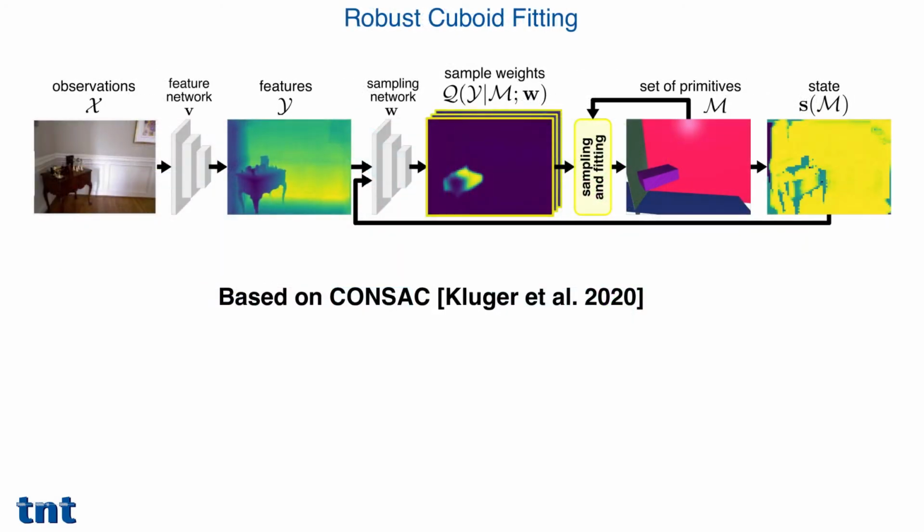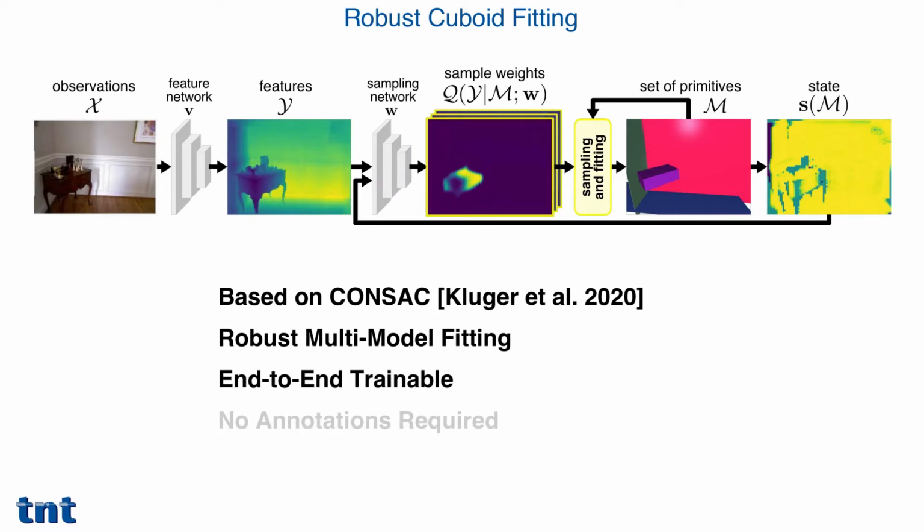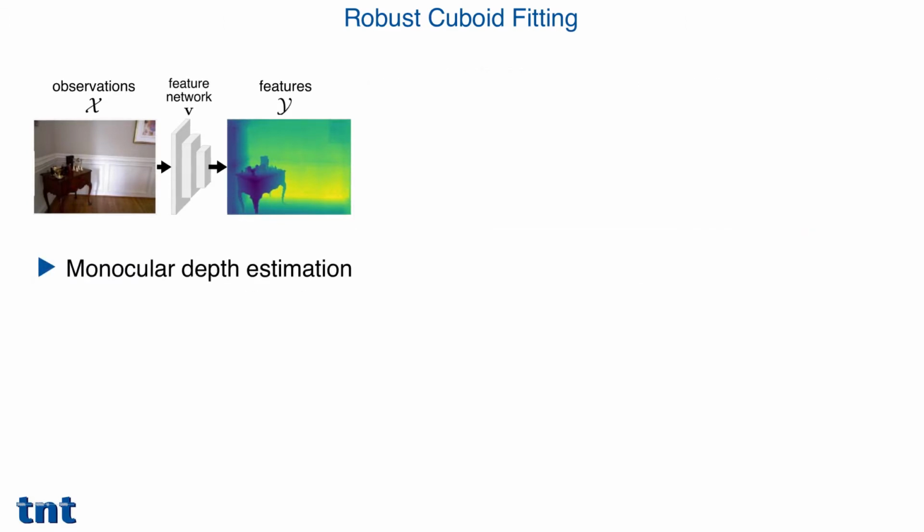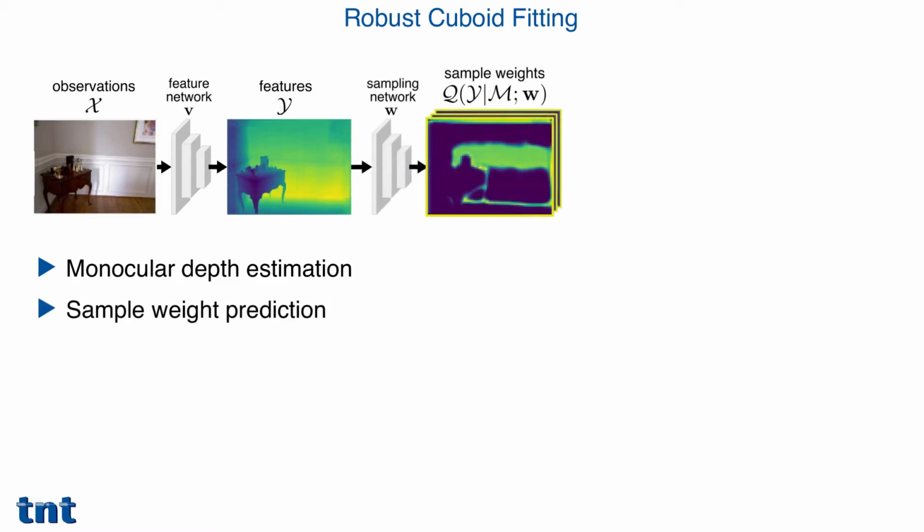It is based on the RANSAC framework and reformulates the problem as a robust multimodal fitting task. It is end-to-end trainable and does not require any manually annotated ground truth labels. We begin by extracting 3D features, such as a depth map, from the image using a CNN. With a second CNN, we predict sample weights for each feature.